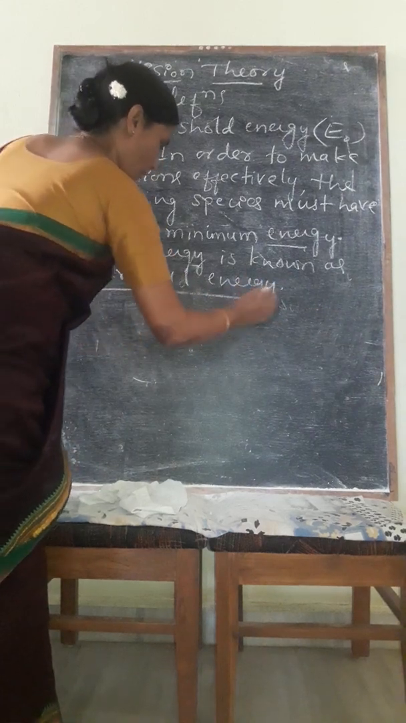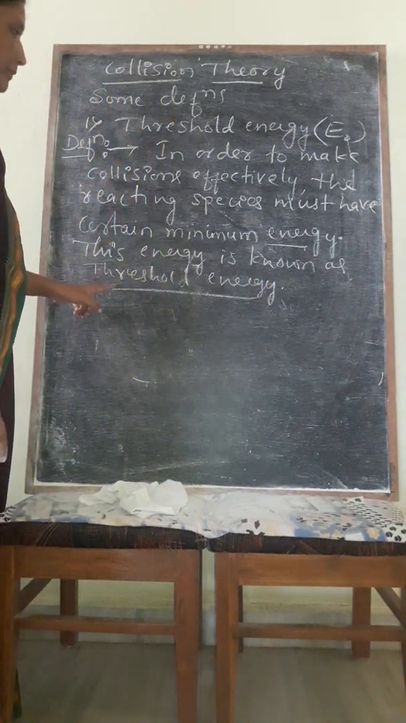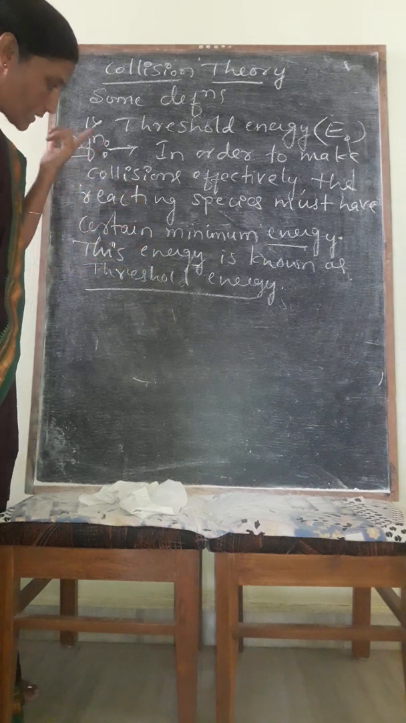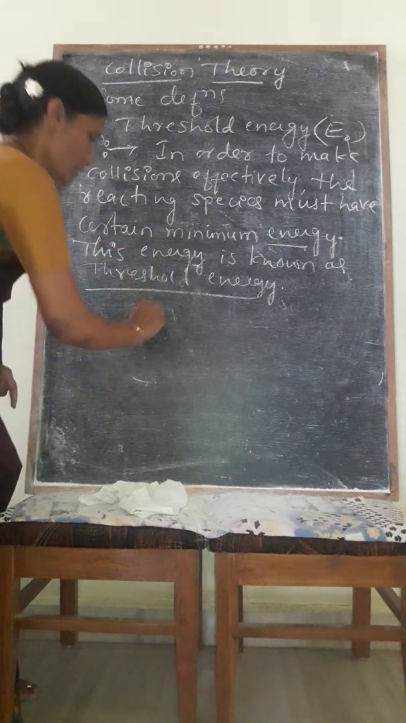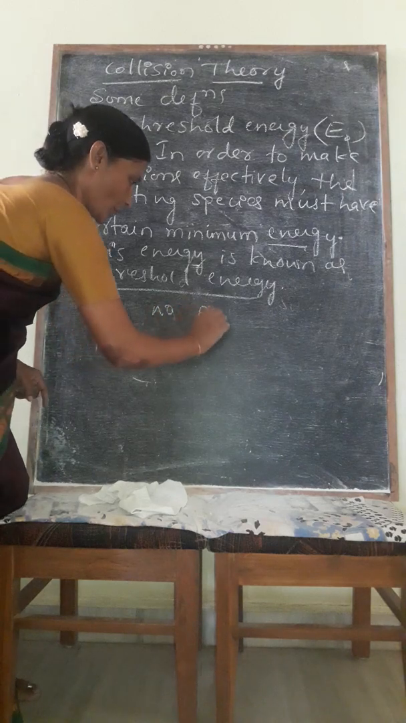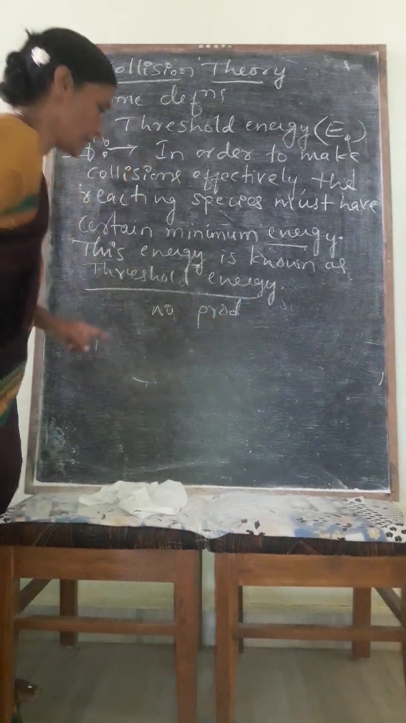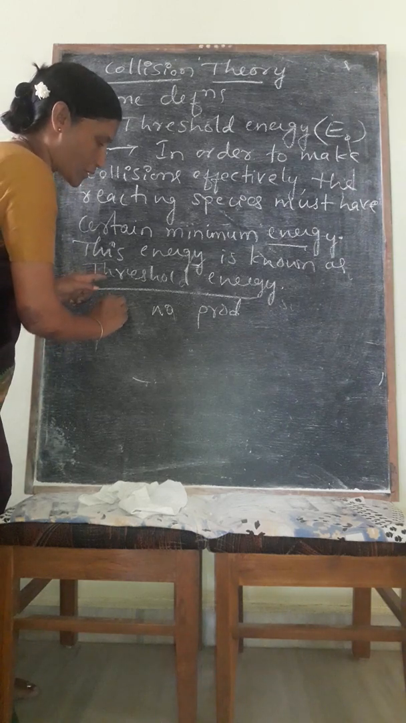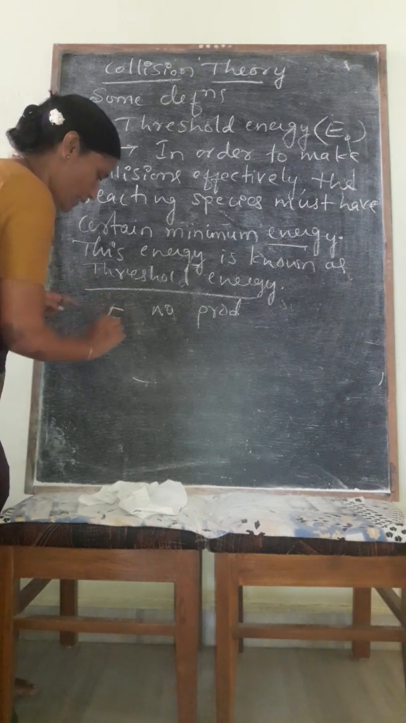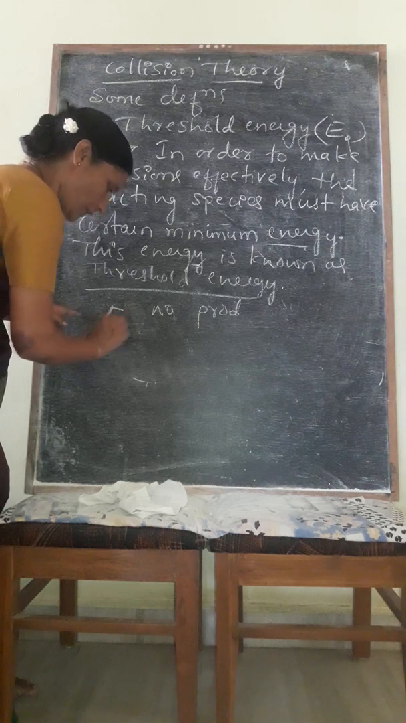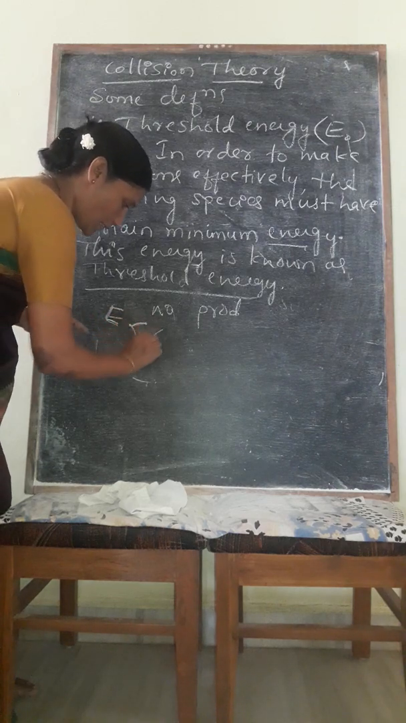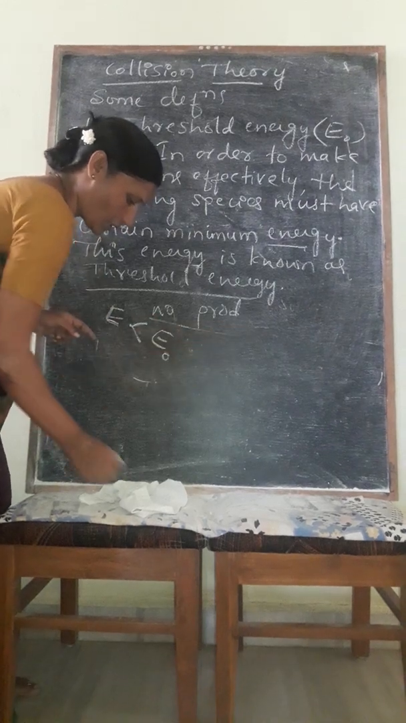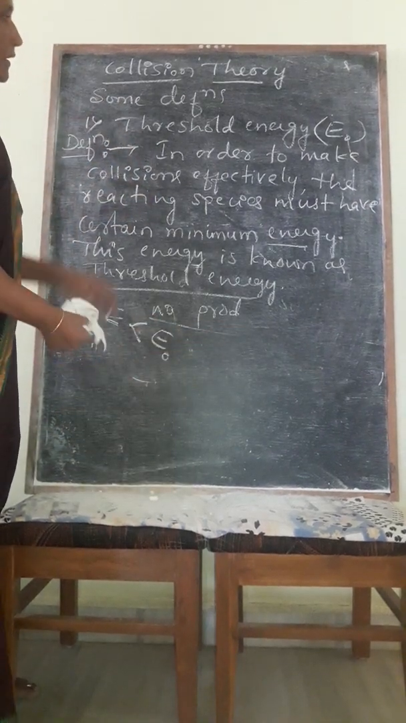Suppose the energy of reacting species is less than threshold energy, there is no product formation. Remember that if the energy of reacting species, say E, is less than E naught, where E naught means threshold energy, then there is no product formation.